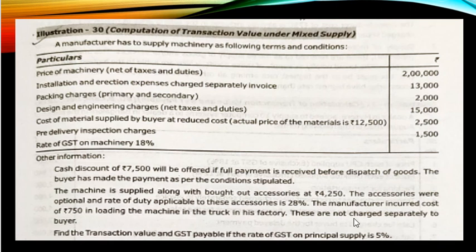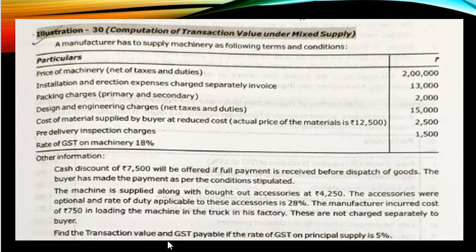Then we have these, which are not charged separately to the buyer. As clearly stated, these expenses will not be charged separately to the buyer. So find the transaction value and GST payable if the rate of GST on principal supply is 5%. They have given here that on principal supply the rate of GST is 5%, but the rate of GST on machinery is 18%, and the rate of GST on accessories is 28%.